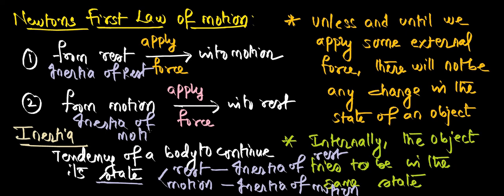Let us take some other case. The body is moving with the same speed, but it is trying to change its direction. Then what comes? Inertia of direction. It is already in motion, but what is the change that we are bringing with some force? We are trying to bring a change in direction.